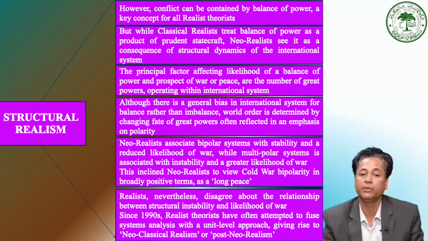So, whether there will be peace or conflict, it all depends on the number of powers and how the world is divided: is it dominated by one single power, by two major powers or superpowers, or is it multipolar? This question is again important for understanding the nature of peace and security in international politics. Although the neo-realists believe that there is a general bias in the international system in favor of balance rather than imbalance, world order is basically determined by the changing fate of great powers.